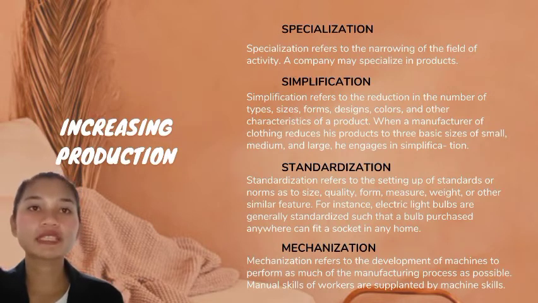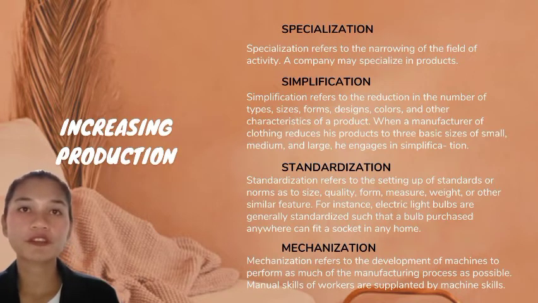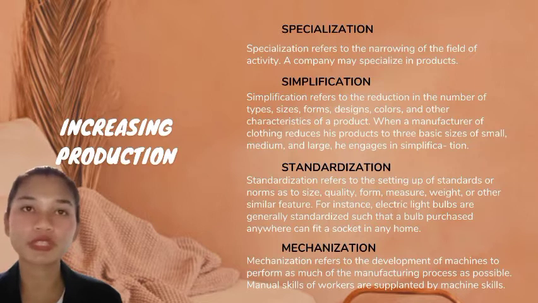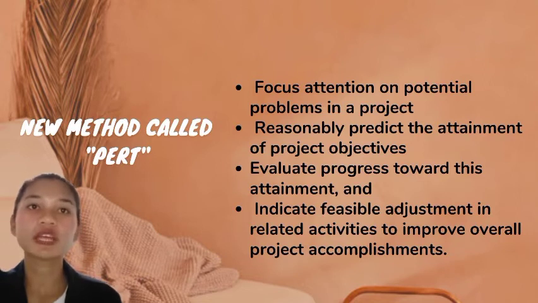So next is standardization. Standardization refers to the setting up of standards or norms as to size, quality, form, measure, weight, and other similar features. For instance, electrical light bulbs are generally standardized such that a bulb purchased anywhere can fit a socket in any home. So automobile or jeep parts are standardized by manufacturers to enable mass production and easier repairs.